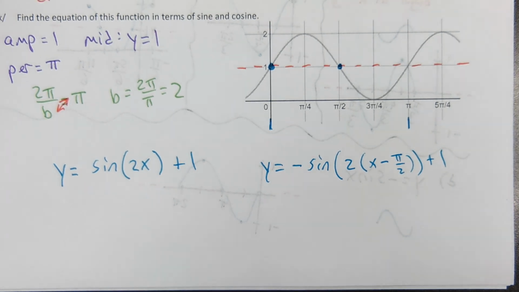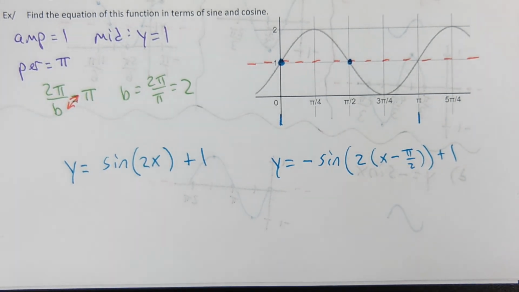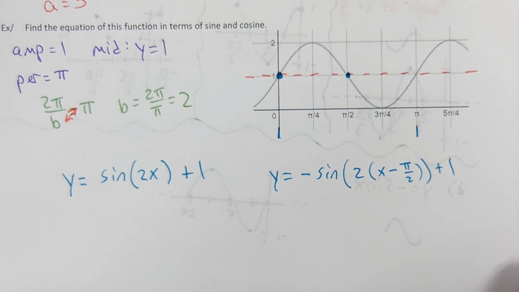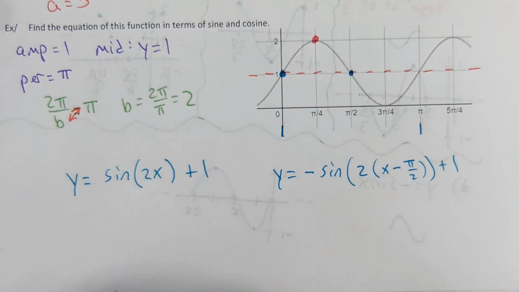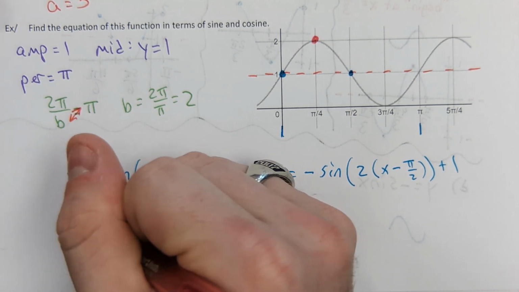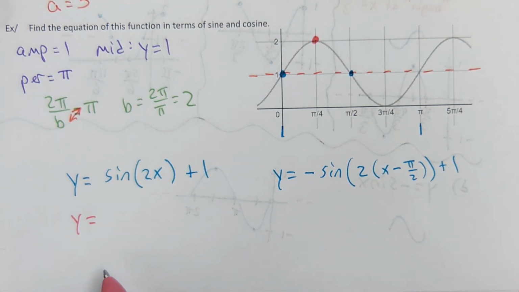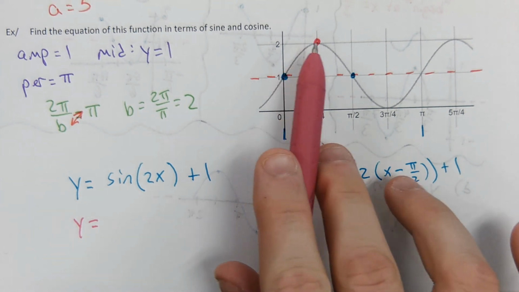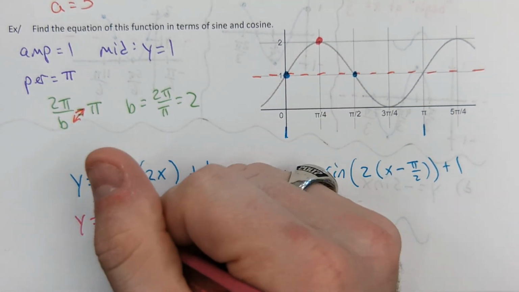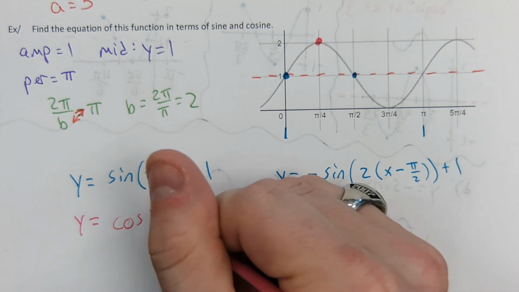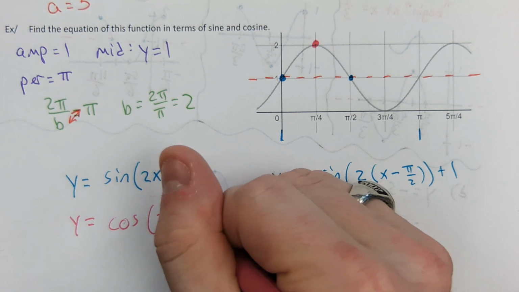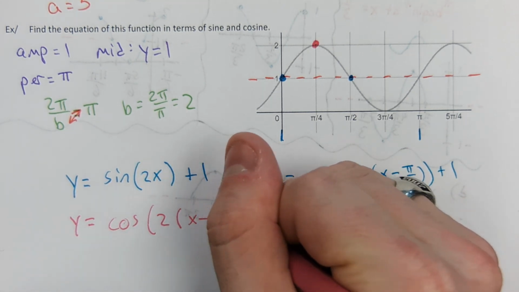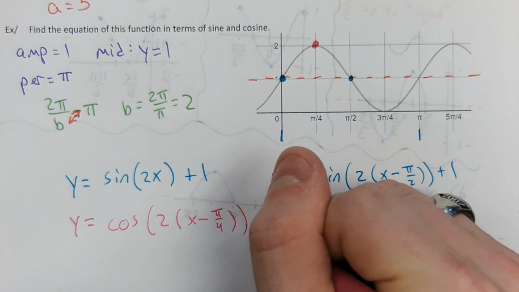How about cosine? Cosine is supposed to begin at a maximum, correct? So at what x value do I see that occurring first? At pi over 4. Amplitude is still going to be 1. I guess cosine of 2. But there's a phase shift. This one begins at pi over 4. So x minus pi over 4, plus 1.